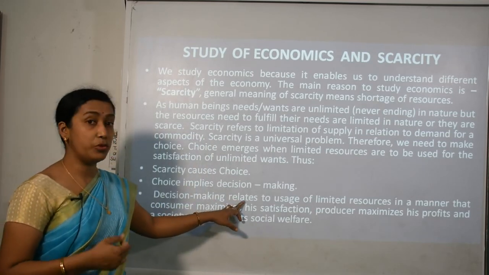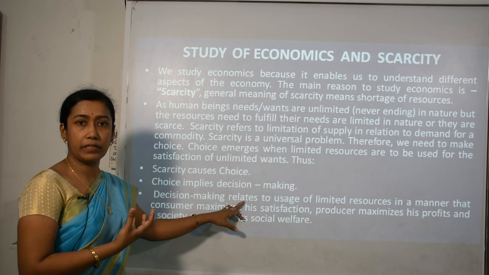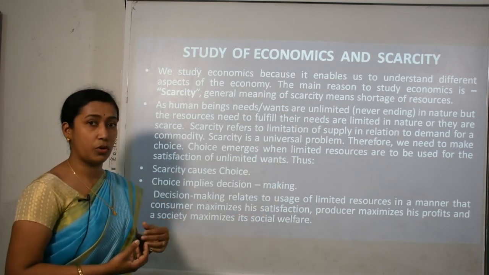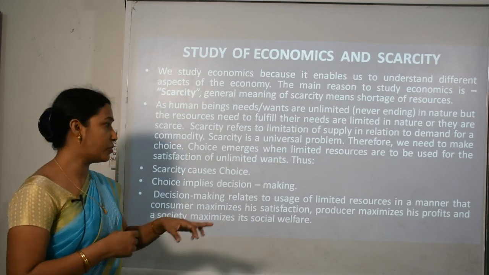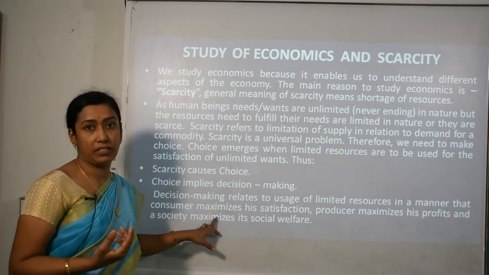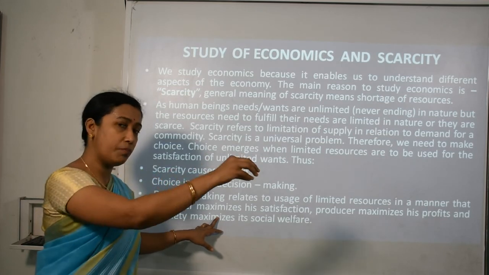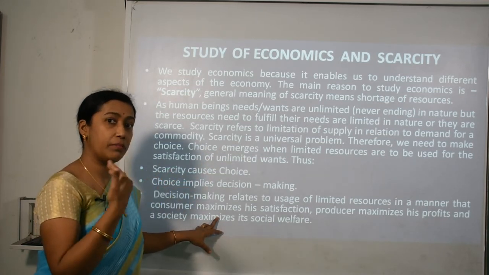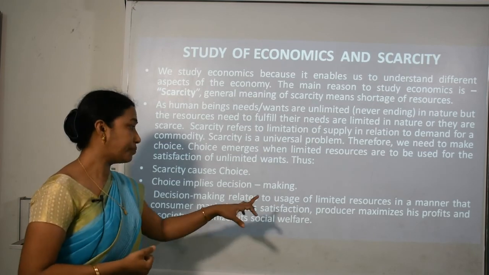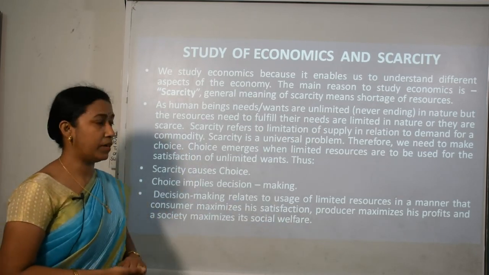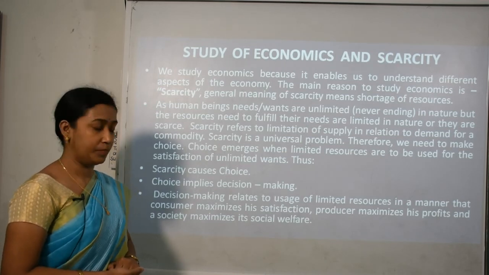Okay. So choice implies decision making. Decision making relates to usage of limited resources, and what is there in decision making or making choice? It relates to use of limited resources in a manner that a consumer can maximize his satisfaction. That means out of the resources which are limited, we need to make a proper choice so that we can maximize our satisfaction. Producer can maximize his profit and society can maximize its social welfare.